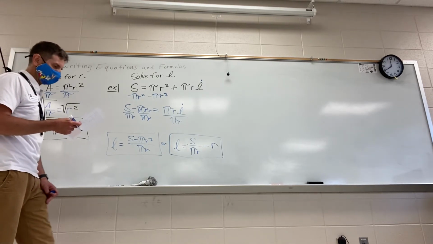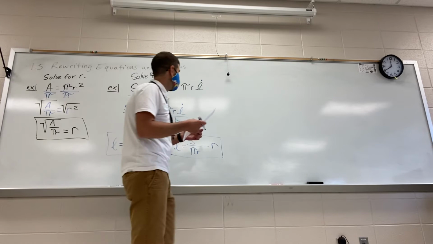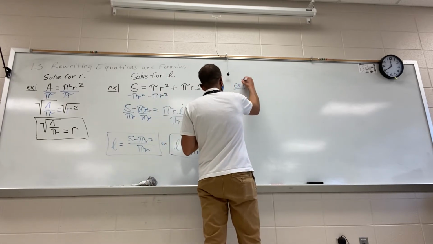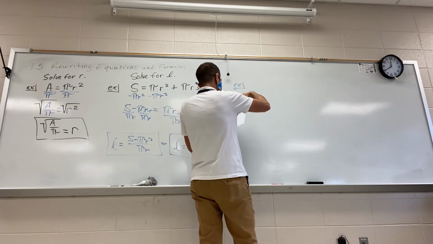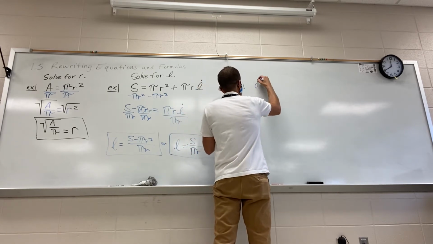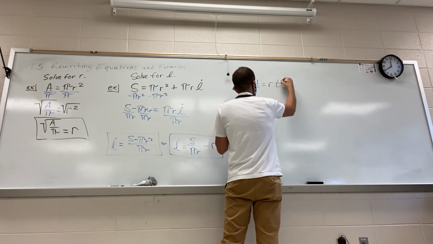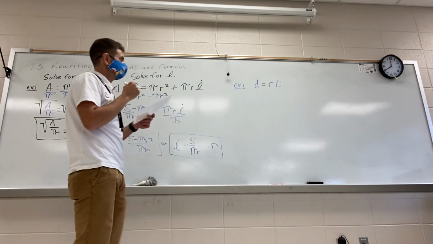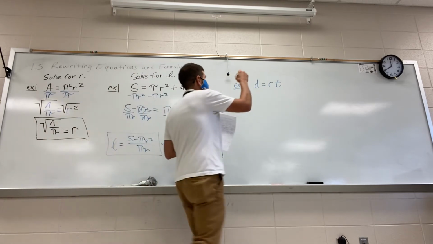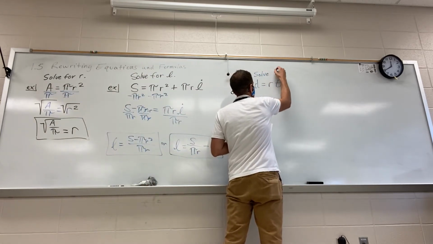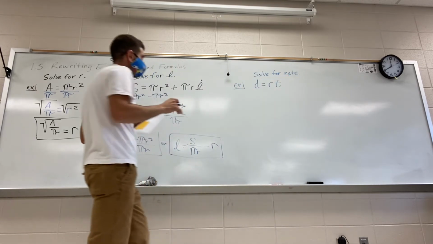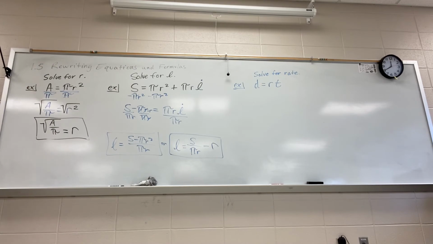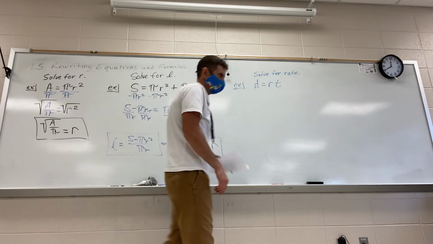Okay, I would like for you guys to try this one out on your own. We've just got 2 more examples. Distance equals rate times time. We've used this a lot this year. And I want you to solve for the rate. Give this a shot while I take roll, and then check with your neighbor.